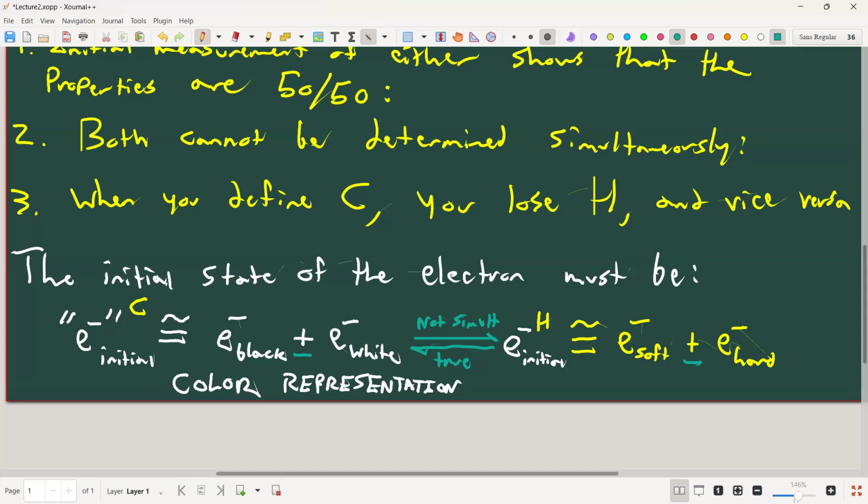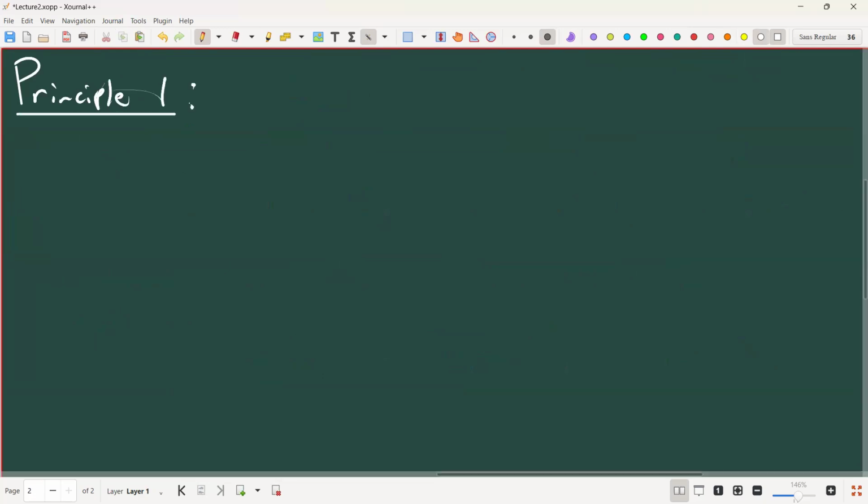So we can identify with our experimental measurement whether the electron is black or white, and it's random, it's 50-50. But before that happens, the only way for that 50-50 to work out in all the math is that initially it has to be both at the same time. There's a term for this. This is an extraordinarily important part of quantum mechanics. I call this principle one, which is called superposition.